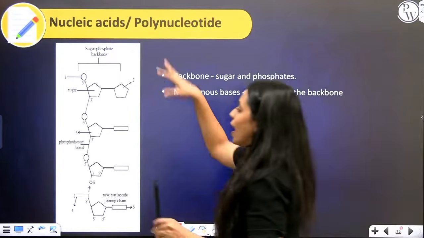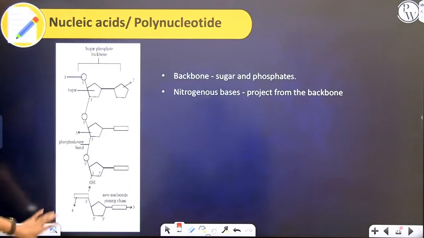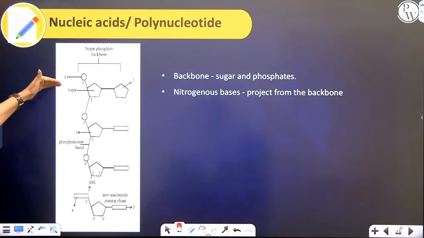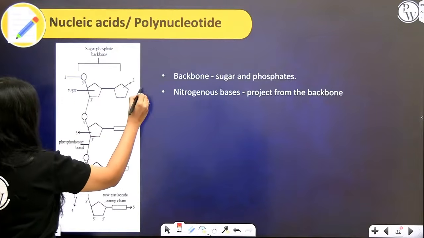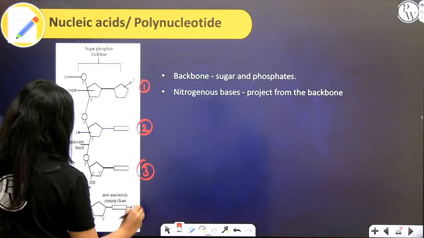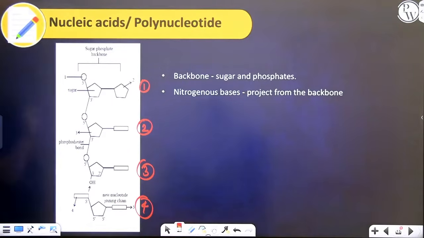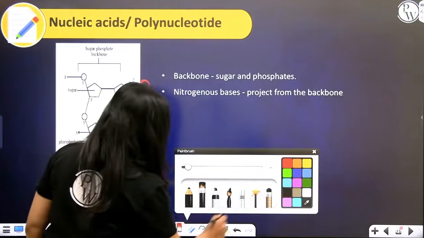Now here you have a polynucleotide chain that is shown. Here you can see that there are 1, 2, 3, 4 nucleotides represented. This is our first nucleotide. Here we have our second nucleotide. Here we have the 3rd nucleotide. Here you have the 4th nucleotide. Over here, I want you to observe and notice the relative positions of sugar, phosphate and nitrogenous base.